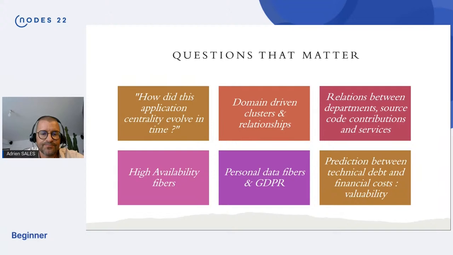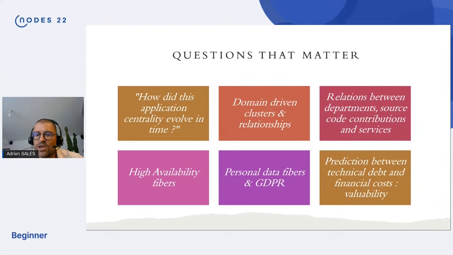Personal data fibers and GDPR. So it means you have somewhere an application that has a lot of personal data, and you have another application that connects to that application, but which says, no, I'm not using personal data. Is it really true? If not, why is there this connection? You should pay attention and look further into that.